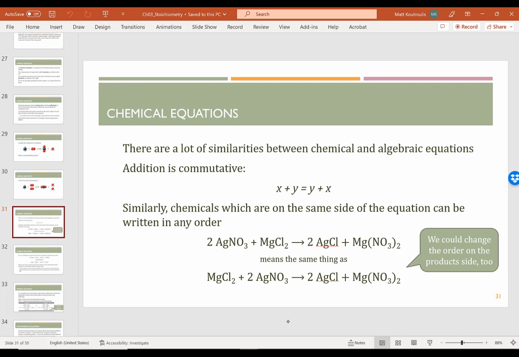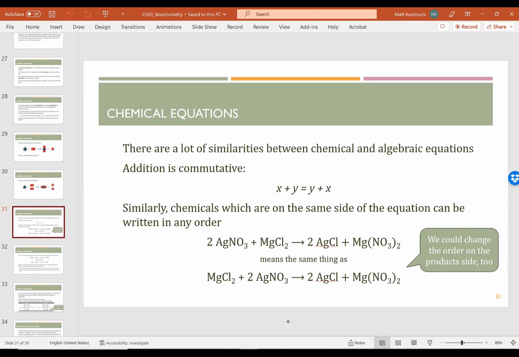So 2 moles of silver nitrate plus 1 mole of magnesium chloride react to give you 2 moles of silver chloride and a mole of magnesium nitrate. Good. Now, I could have read it the other way. Magnesium chloride reacts with silver nitrate, right? So the way in which I write these is irrelevant.